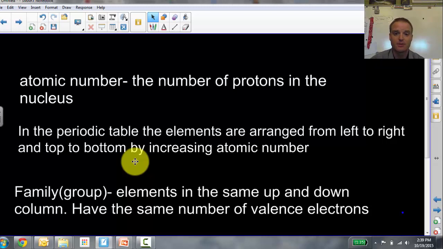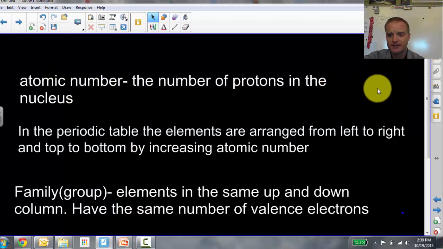And the atomic number is the number of protons in the nucleus. So in the periodic table, the elements are arranged from left to right and top to bottom by increasing atomic number. That is a very important idea of why this is put together. So copy it down, highlight it, put a star by it, smiley faces, whatever you have to do, but know the fact that the periodic table is arranged by increasing atomic number.